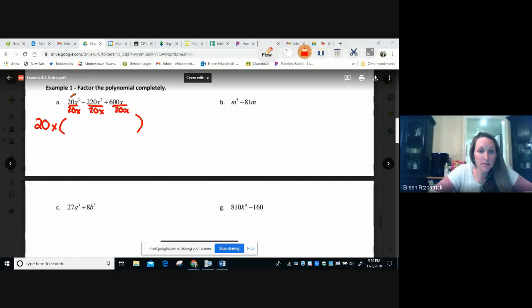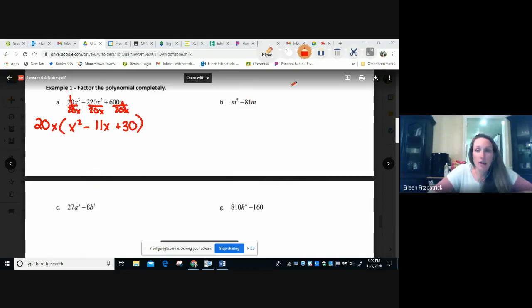So what's left over when you divide by 20x? You're left with an x squared. What's left here when you divide by a 20x? You're left with an 11x. And then what's left here when you divide by a 20x? The x's cancel completely. All right, so you're left with 600 divided by 20, which is going to give you a 30.